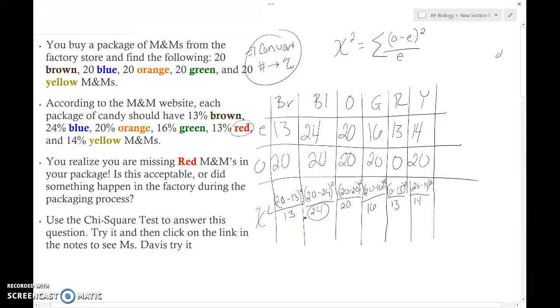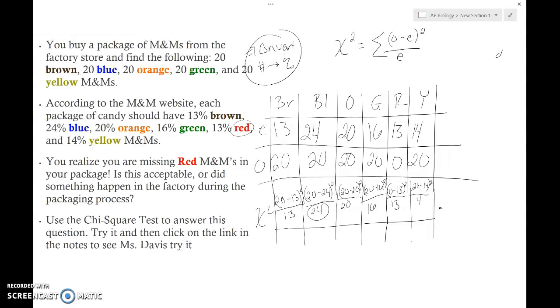I put originally 20 down there, and I put 13 down there, and it should be 24. So, once you have your equations set up, you're going to go ahead and start solving them. If we take, let's do our first couple, then I'll fill in the rest of the columns here. So if we take 20 minus 13, that's going to be 7.